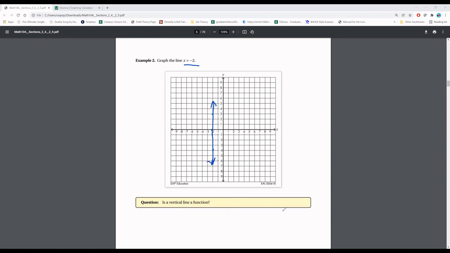Is that a function? Is a vertical line a function? If we perform the vertical line test on this thing, you will notice that it will fail, as it itself is a vertical line. So is a vertical line a function? No, it is not. Justification being that it fails the vertical line test.